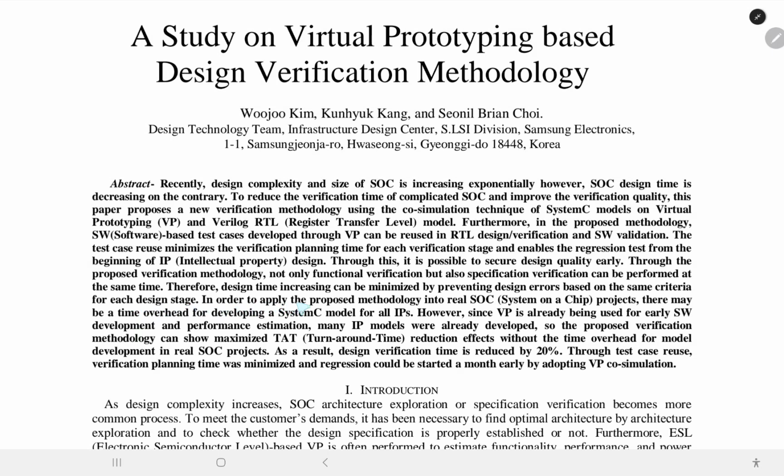In order to apply the proposed methodology to a real SoC, system-on-a-chip, project, there may be a time overhead for developing a SystemC model for all IPs. However, since VP is already being used for early software development and performance estimation, many IP models were already developed, so the proposed verification methodology can show a maximized TAT, turnaround time, reduction effect without a time overhead for model development in a real SoC project. As a result, design verification time is reduced by 20%.